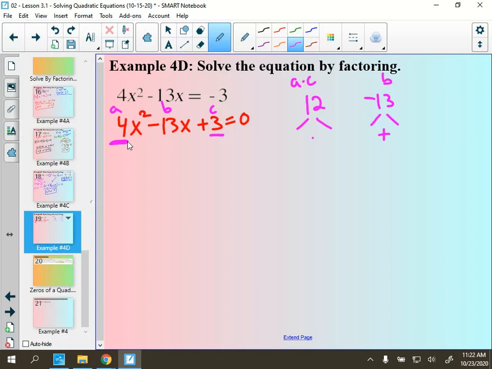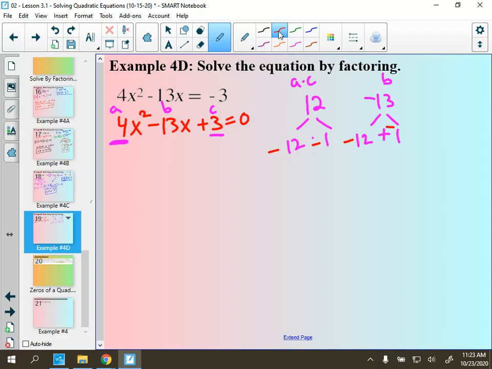So let's see if we can come up with those. Let's see, 6 times 2, no. 4 times 3, no, that only adds up to 7. I think the combination we're going to have to use is 12 and 1. So again, I'm trying to just treat it like positive right now. 12 times 1 is 12, 12 plus 1 is 13, and we've got to figure out how we can make this work. Sometimes you could potentially run into something that doesn't work out nicely, and you say, okay, this one doesn't factor. This one does. Negative 12 times negative 1 is positive 12. Negative 12 plus negative 1 is negative 13. So I like our numbers.